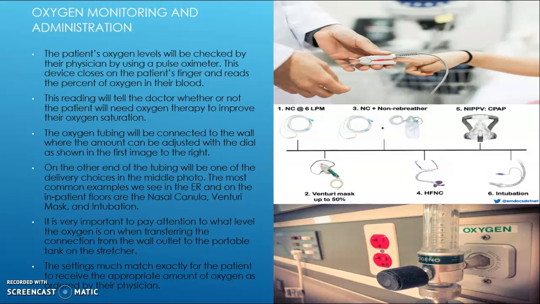Next, oxygen monitoring and administration. The patient's oxygen levels will be checked by their physician by using a pulse oximeter shown in this top picture. This device closes on the patient's finger and reads the percent of oxygen in their blood. This reading will tell the doctor whether or not the patient will need oxygen therapy to improve their oxygen saturation. The oxygen tubing will be connected to the wall, where the amount can be adjusted with the dial as shown in the bottom image. That's a typo, sorry about that.